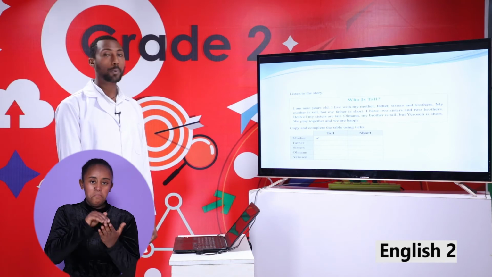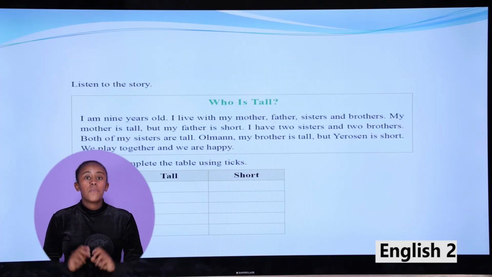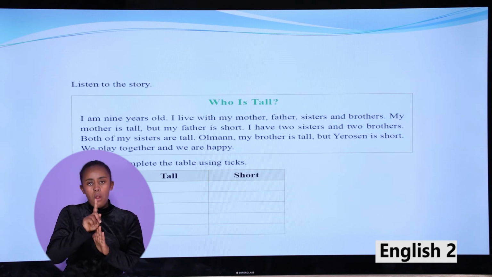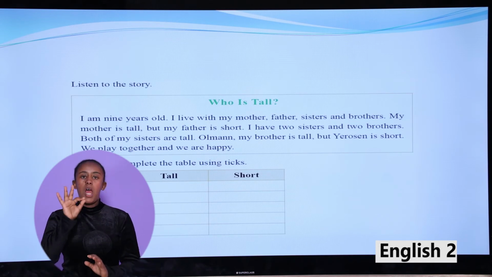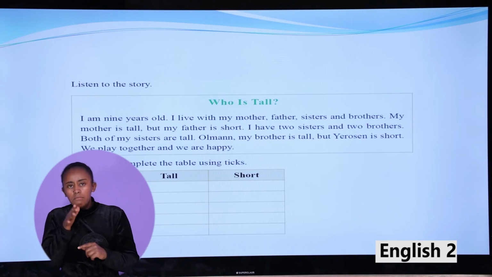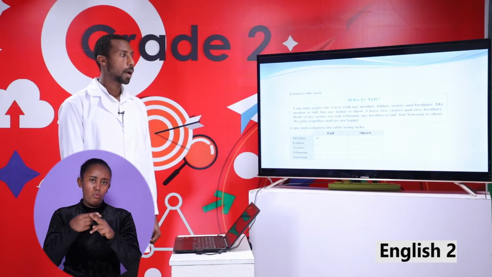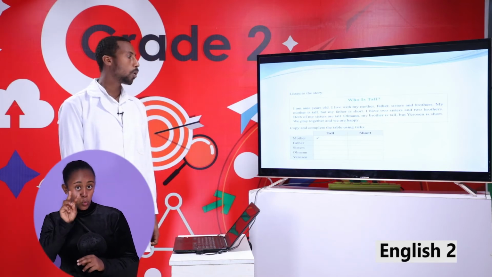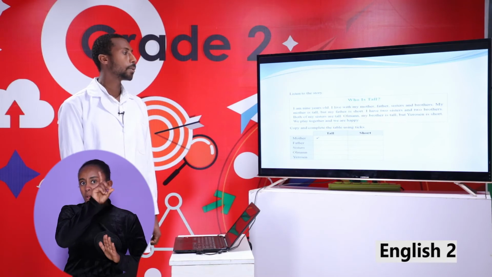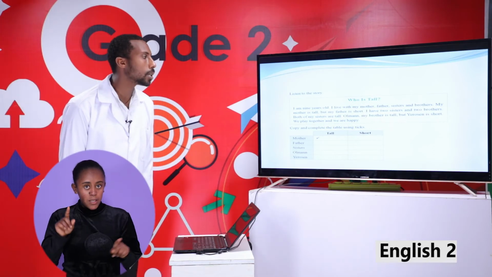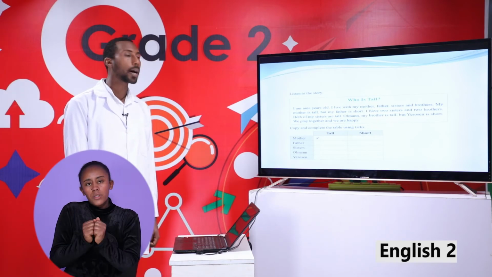Let me read it once more, students. Are you with me? The title says, who is tall? I am 9 years old. I live with my mother, father, sister, and brother. My mother is tall, but my father is short. I have 2 sisters and 2 brothers. Both of my sisters are tall. Oleman, my brother, is tall, but Heronas is short. We play together and we are happy. This is the reading task. Now I give you 2 minutes for reading this story. You have to read it, and after that, complete this table.